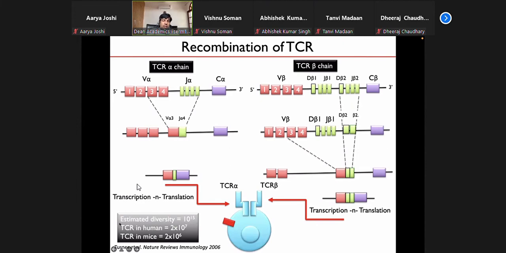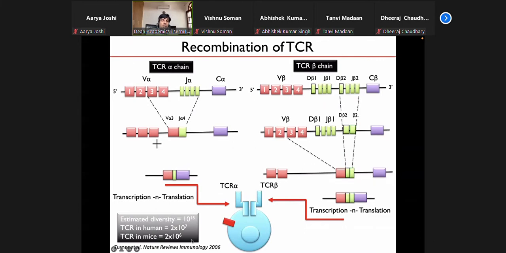And the same is the case for the alpha chain. Very similarly to what you observed for the light chain, you don't have D in alpha. One of the V's combined with one of the J's, and once this recombined segment is present in your developing T cells, this will give rise to this recombined locus. After transcription and translation, this will give rise to the TCR alpha chain of your T cells. With VDJ recombination, you get the TCR beta chain formed.